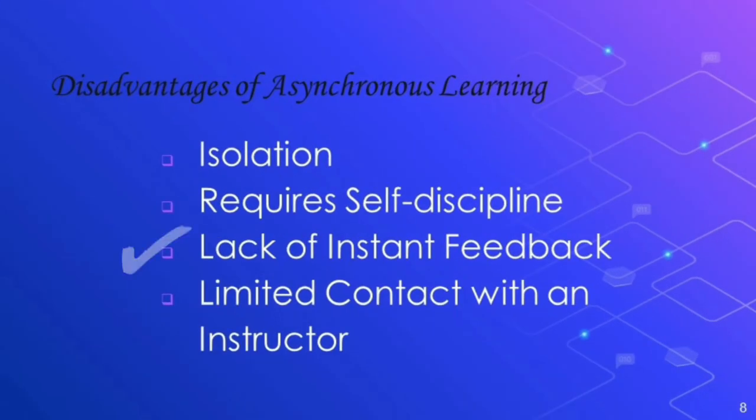The third one is lack of instant feedback. While asynchronous learning more often than not has built-in communication tools to communicate with teachers and fellow students, the fact of the matter is that this communication is not always instant. The last one is limited contact with an instructor. With everyone being in different time zones and on different schedules, it is likely that you will be responding to emails and messages whenever you are available and not at the same time as your classmates.